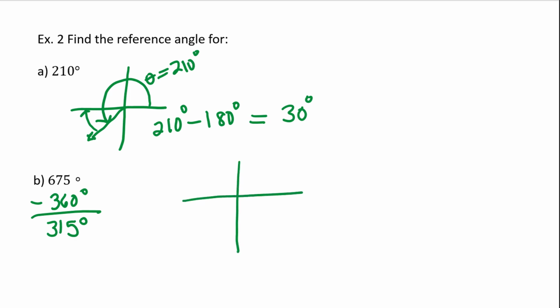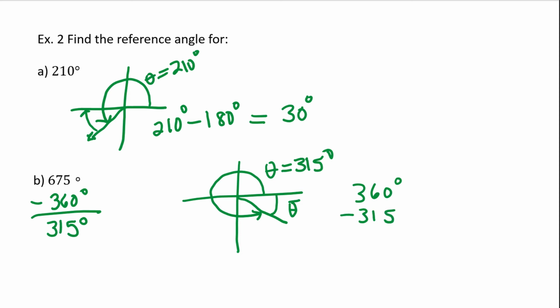Let's draw 315 degrees. When theta is equal to 315 degrees, the terminal side is in the fourth quadrant, and the reference angle, theta with the bar over it, is the angle between the terminal side and the closest x-axis, so that'll be 360 degrees minus 315 degrees, so the reference angle is 45 degrees.